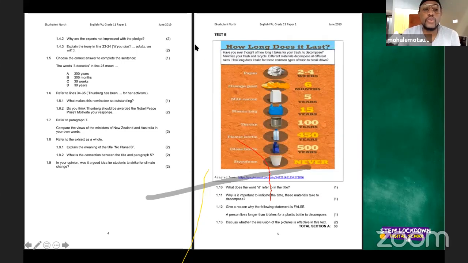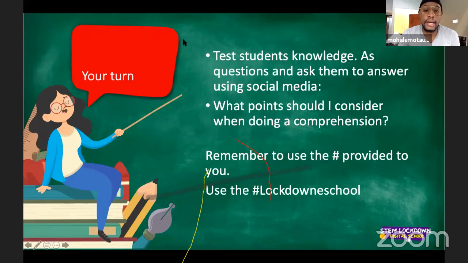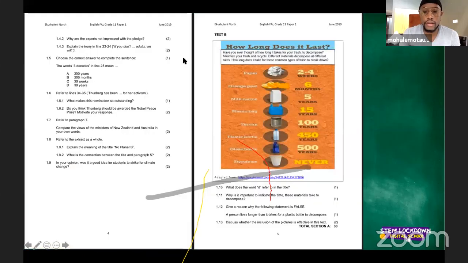Yes, we are going to do text B, guys. We're still busy with text A, but we are going to do text B after we are done with text A. Cool.